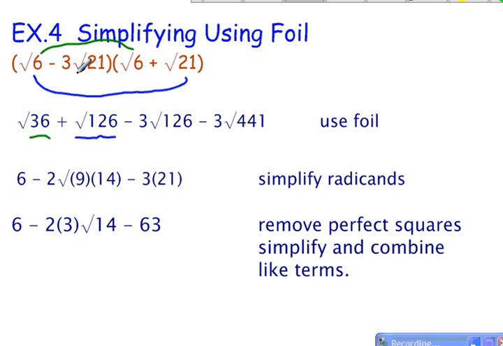Inside, negative 3 radical 21 times radical 6 equals a negative 3 radical 126. And our last times last, negative 3 radical 21 times radical 21 gives us negative 3 radical 441. Okay, now I can simplify my radicals. Square root of 36 equals 6.